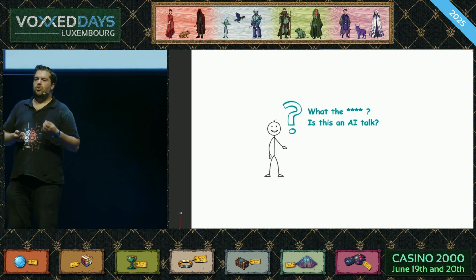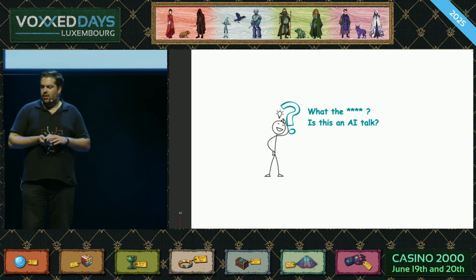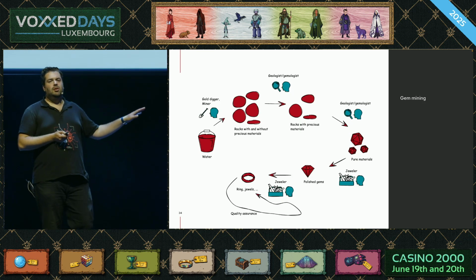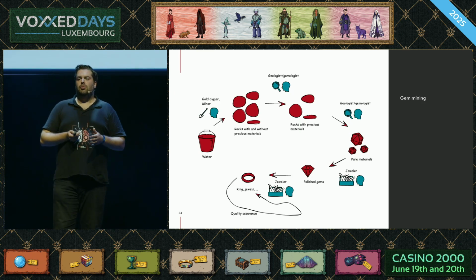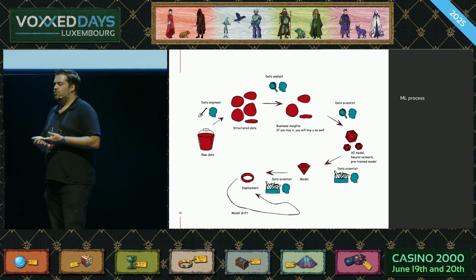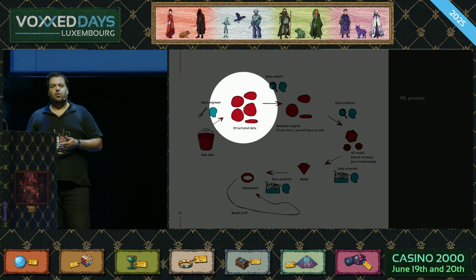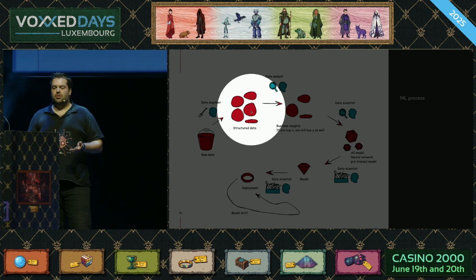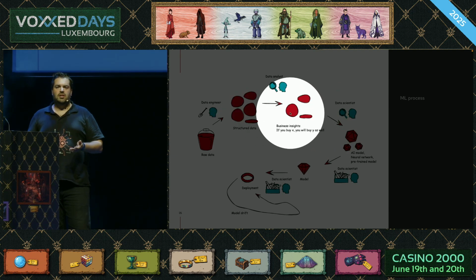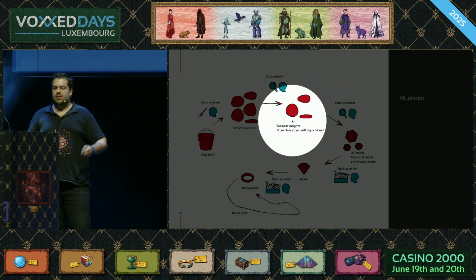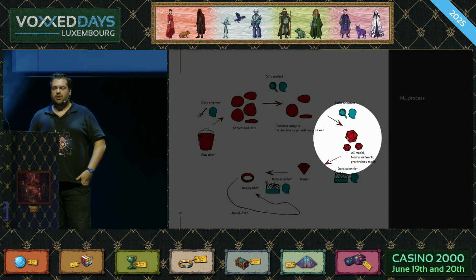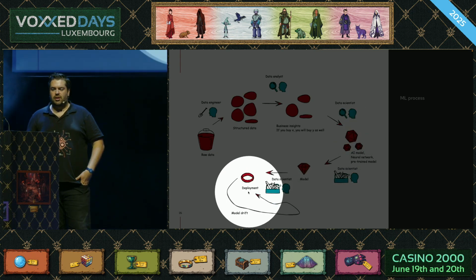But what has this process now to do with AI? Well, if you put this in a schema and think about how AI works, it's entirely the same schema. You start with the water, which is the raw data. You go to the rocks, the collected, structured data. You have some business insights on it, or you want to get some business insights from it. You train a network on it into the model that can be deployed.